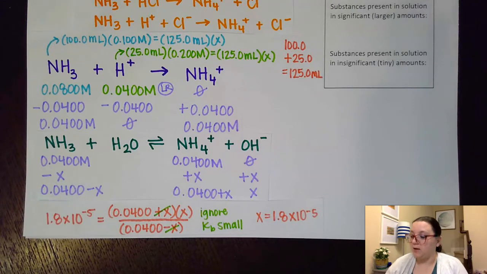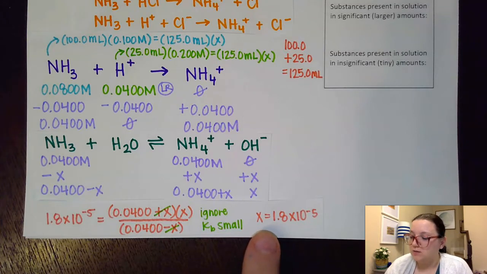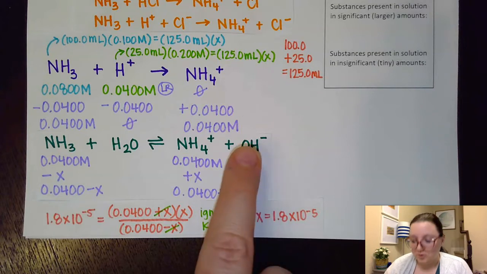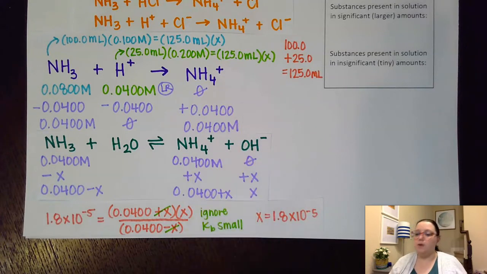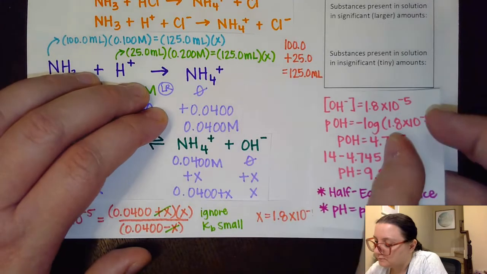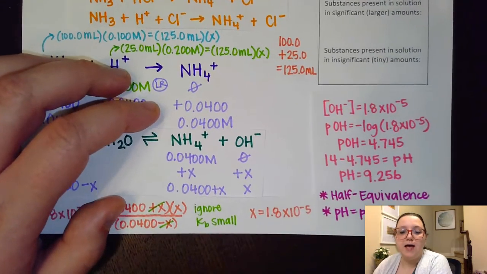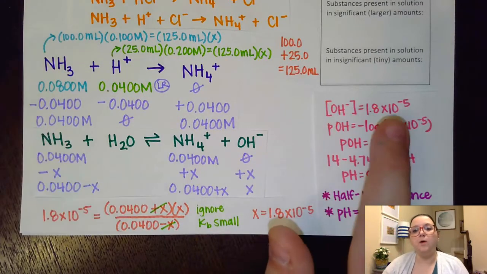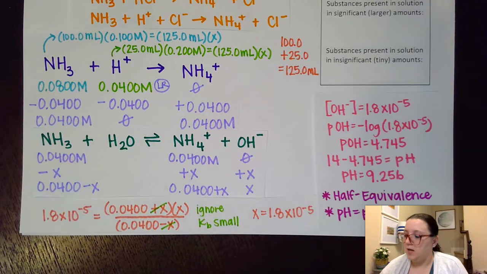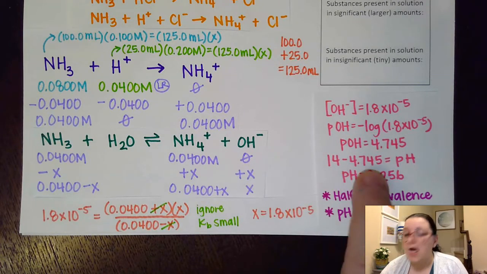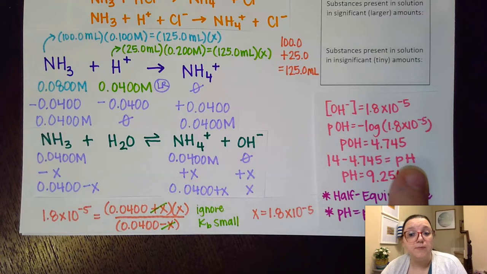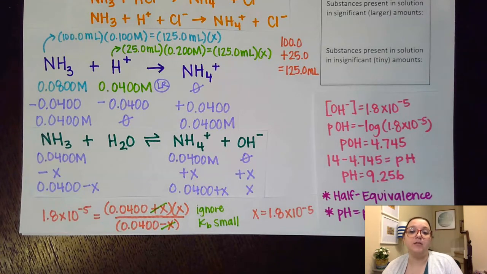Well, if I think back to what I'm trying to solve, pH here. Well, now I know x, and x is equal to hydroxide. So now I can come over here and I can say, hey, if OH- is 1.8 times 10 to the negative fifth, I could take the negative log of that and get my pOH. And then I can subtract that from 14 to get my pH, and that gets us a pH of 9.256.